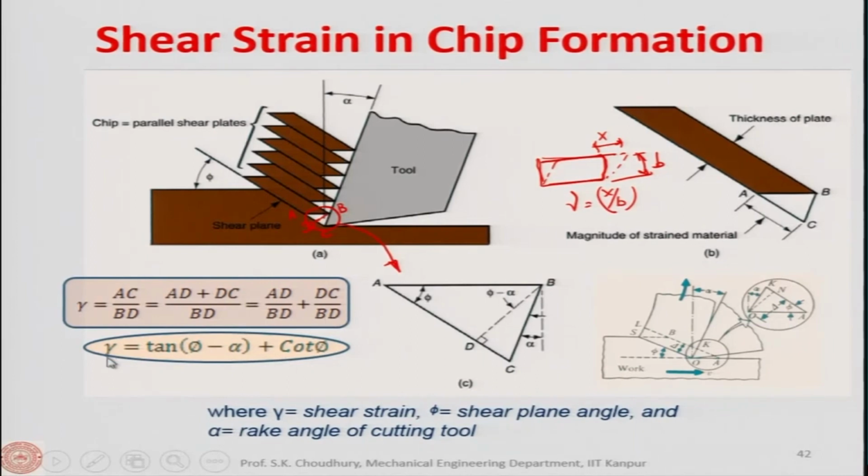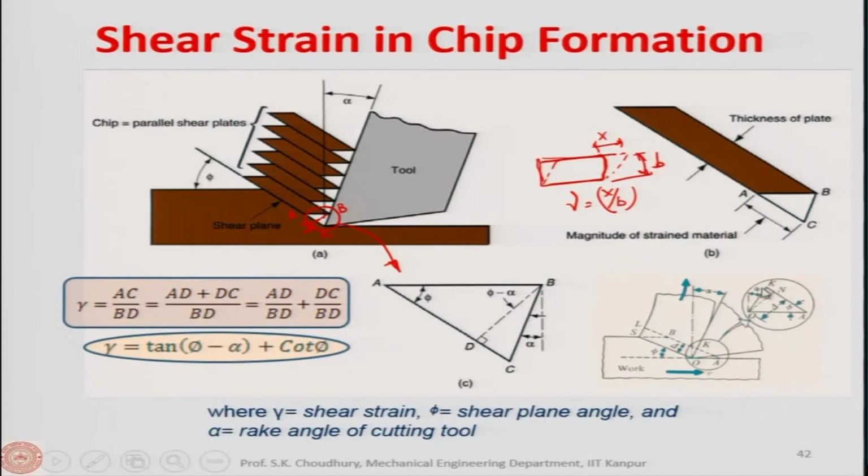So, overall you will find out that the shear strain is equal to tan(phi minus alpha) plus cot(phi). This concept is the same as shown here: if this is the layer with the thickness of delta y, and this layer could have gone this much had the tool not been there. So, we are considering this triangle, and from here we are putting a perpendicular to the AK, let us say.